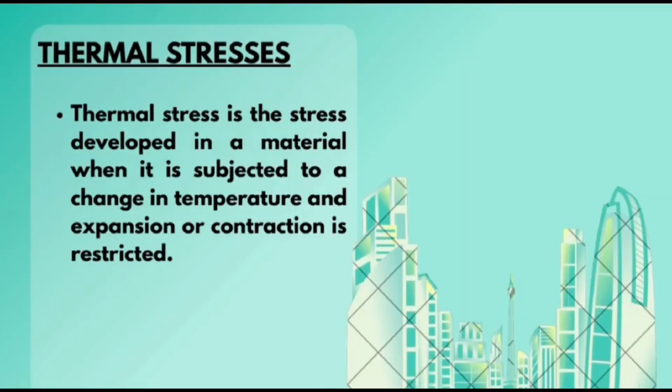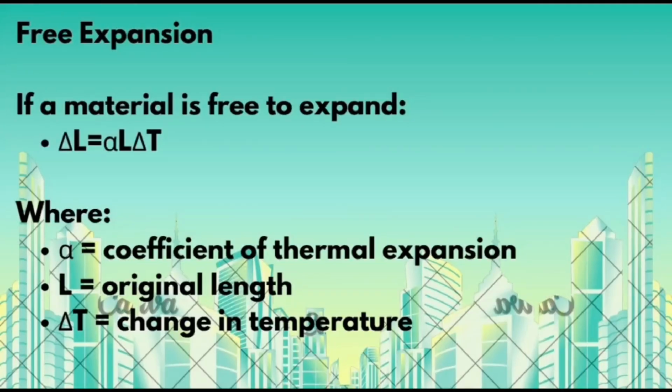Next we have thermal stresses. Thermal stress is the stress developed in a material when it is subjected to a change in temperature and expansion or contraction is restricted. First, let's have free expansion. If a material is free to expand, we have the formula delta L equals alpha L delta T, where alpha is the coefficient of thermal expansion, L is the original length, and delta T is the change in temperature, which means that delta L is the change in length.